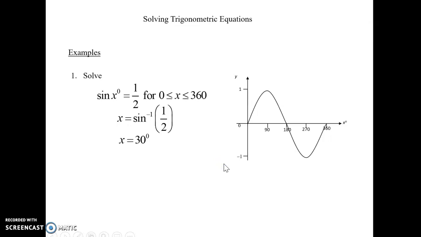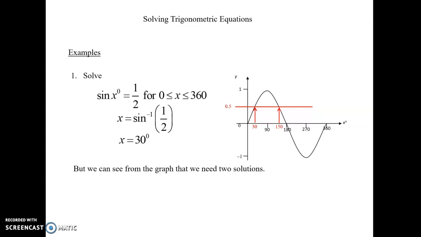If we have a look at our graph, there's our graph of sine, so that's our sine graph of sine x. If we look at the line where y is equal to a half, we have got two solutions. So we need to find a way where we can get two solutions from this. Our two solutions here are 30, which we got from our calculator, and our other solution is 150.